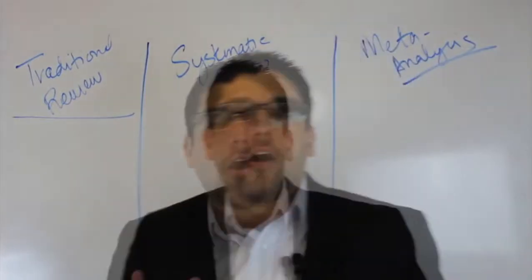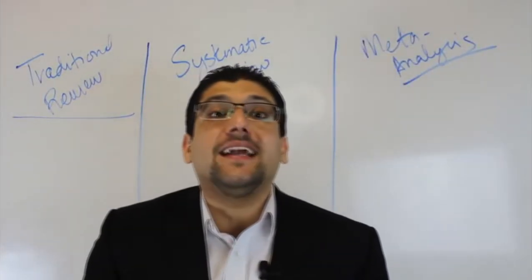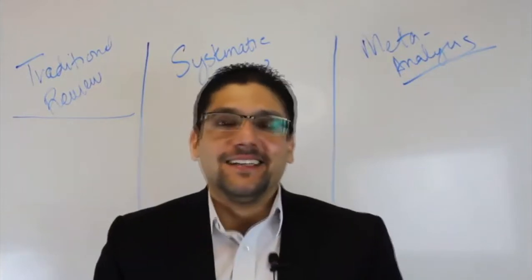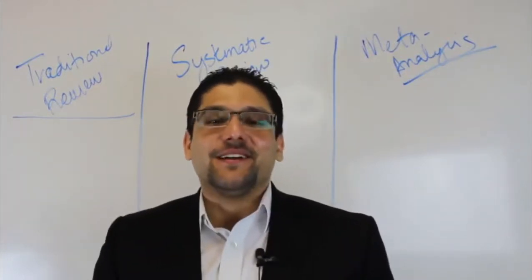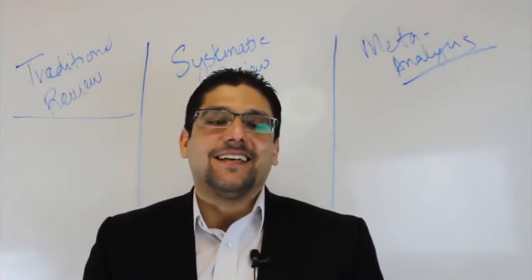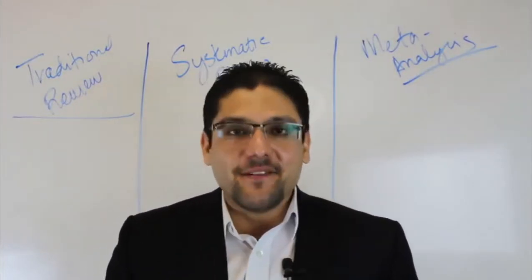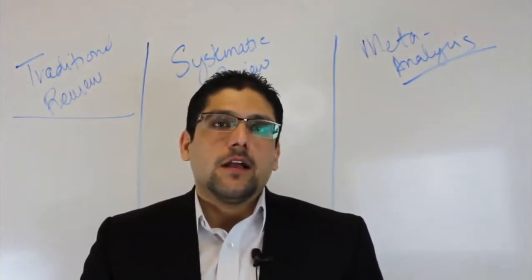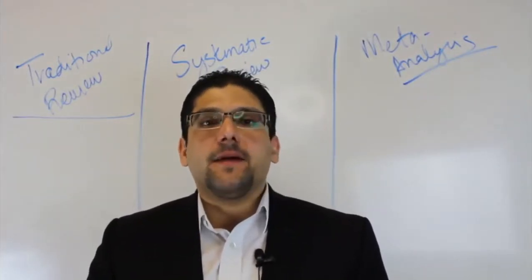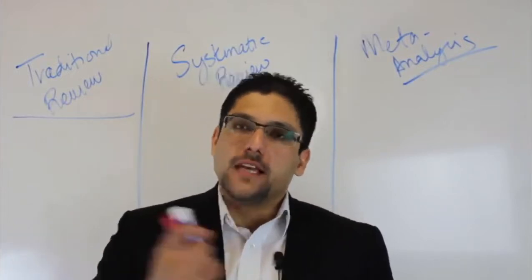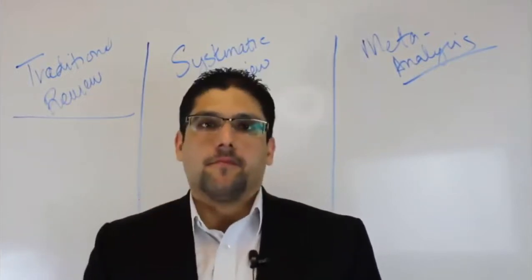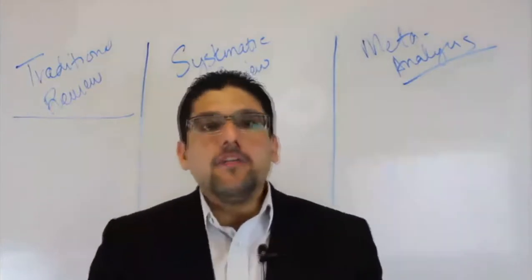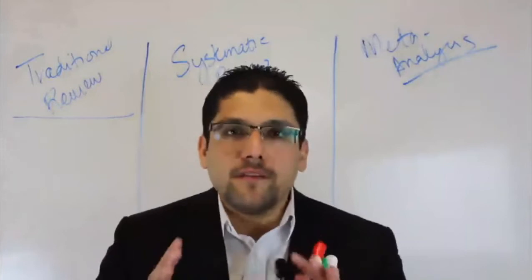Review articles are secondary research. We call it desk research because we do it on a desk. I don't know if that is the logic. So we do it on desk, and it's a secondary research. In systematic reviews, in traditional reviews, and in meta-analysis, one thing is common: you collect data from previously published papers.